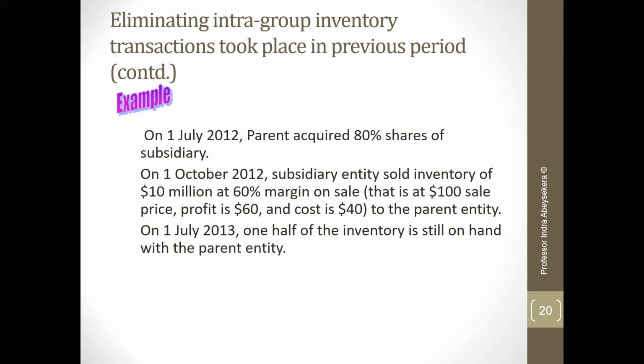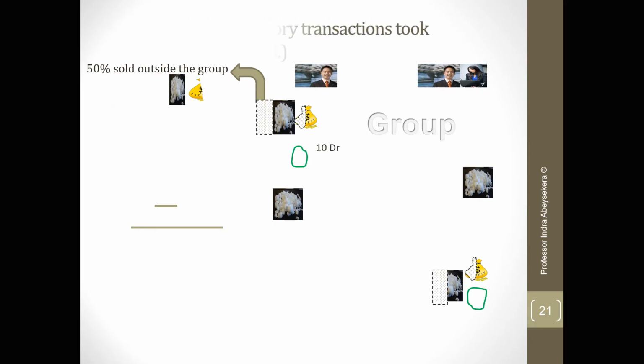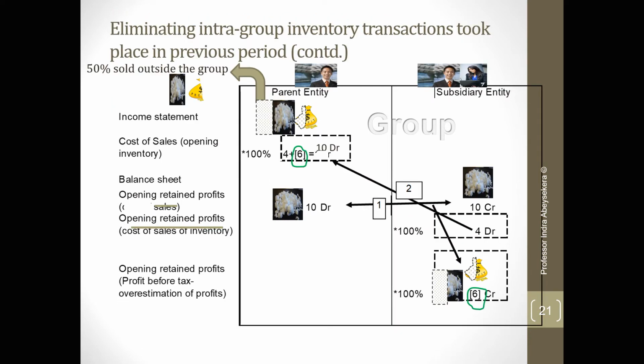So if you look at the example here, 80% of ownership really doesn't matter because we are eliminating the intergroup transaction in full. We give the inventory 10 million, and at a margin that has been sold, one half of the inventory is still on hand with the parent, and that has come from the previous period where the transaction has occurred. So the profit that has been made by the subsidiary is now in opening retained profit from the previous period, and we show it in opening retained profit.